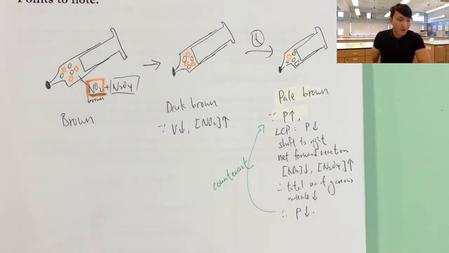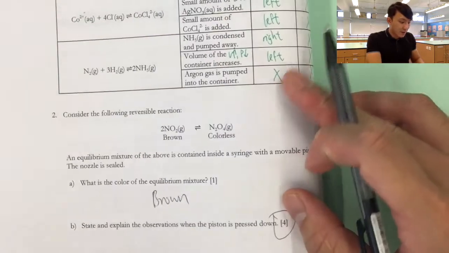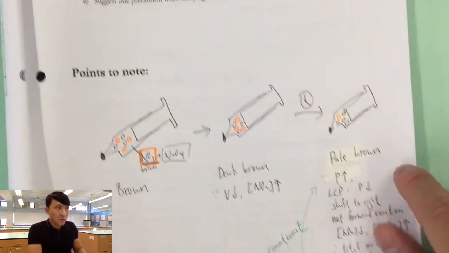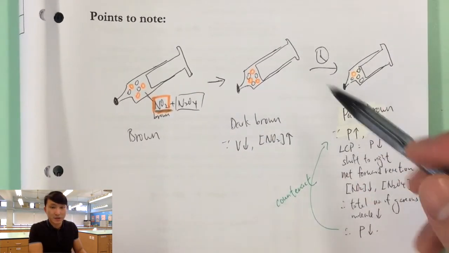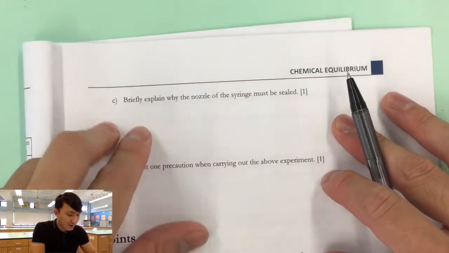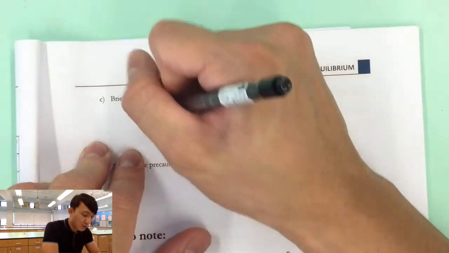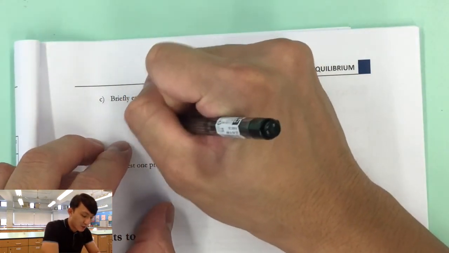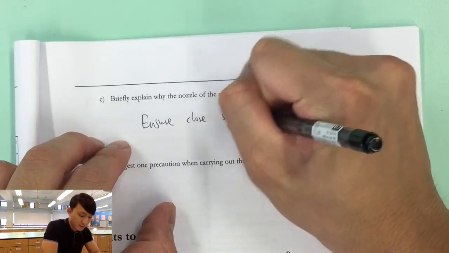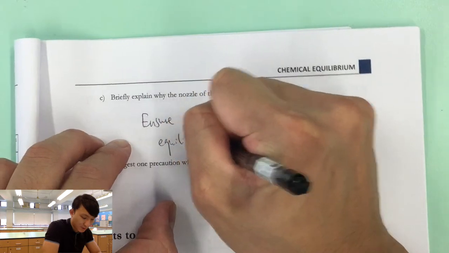So here, I'm not going to write it down. You can simply translate what I have shown you here into a sentence using your own language. And part C here, briefly explain why the nozzle of the syringe must be sealed, because we want to make sure of a closed system for equilibrium to attain.